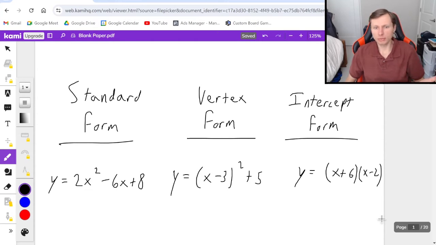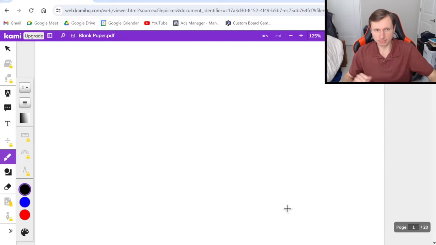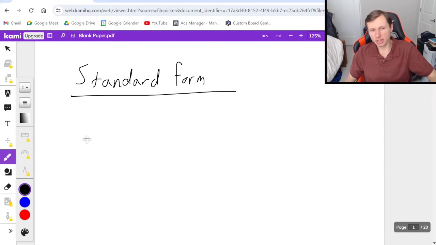And maybe you've seen all of these forms before, maybe you haven't, but I'm going to be telling you why each one's important and what you need to know from each one, starting with standard form. So standard form is always written in the form y equals ax squared plus bx plus c. So no matter what standard form you have for a parabola, the first thing you should do is identify what a, b, and c are.